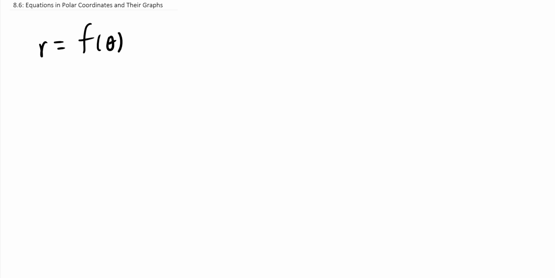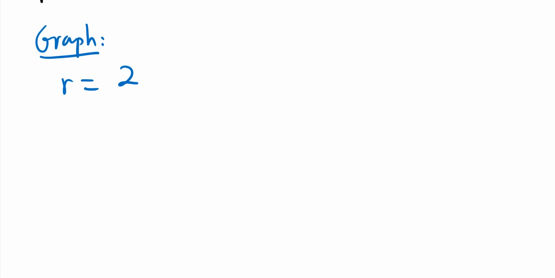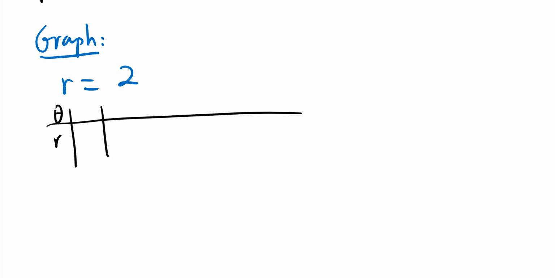We are going to start by learning how to graph using what we learned in the previous section, something like r equals a number, say r equals 2. When they say r equals 2, I don't see theta here at all. So I'm going to form an XY chart, or here we call it an r theta chart or theta r chart. What is theta for this? I don't know what theta is. Can it be anything? Yes. Say 0, pi over 4, maybe pi over 2.